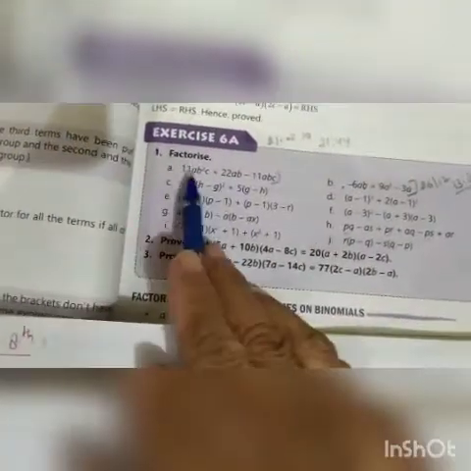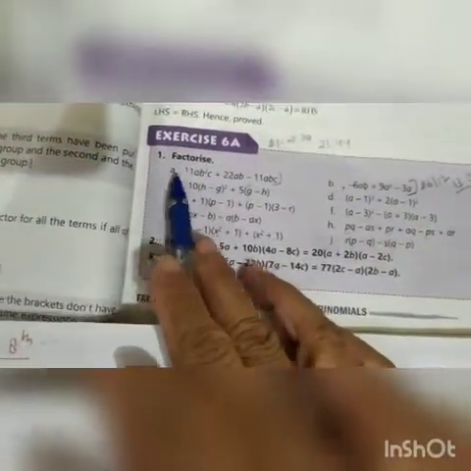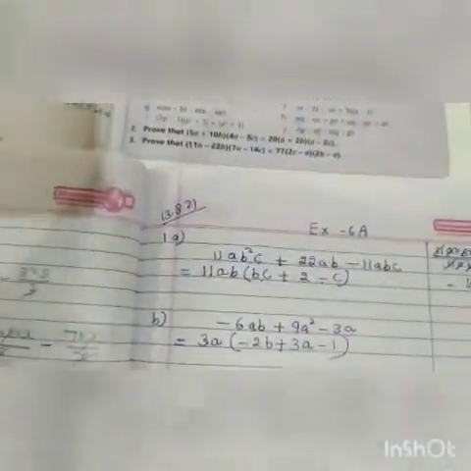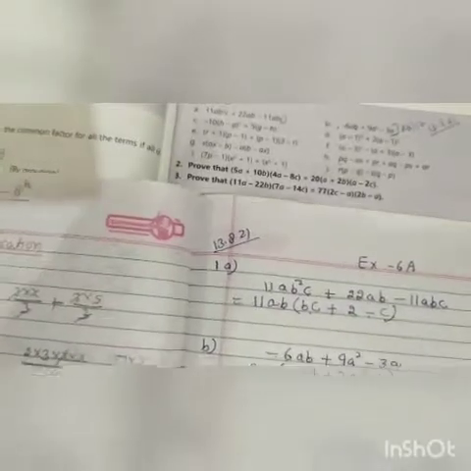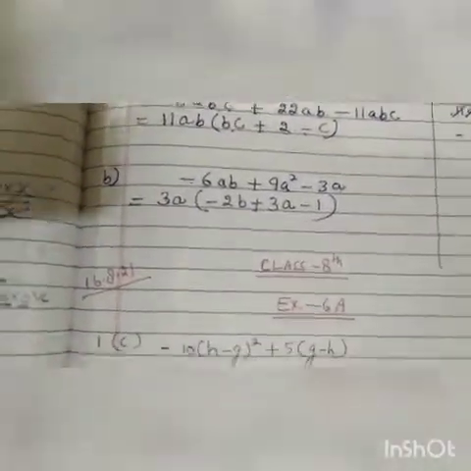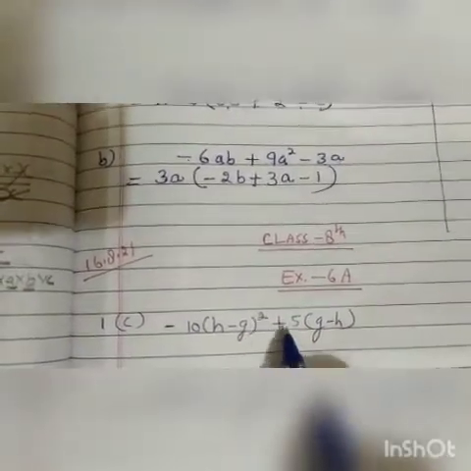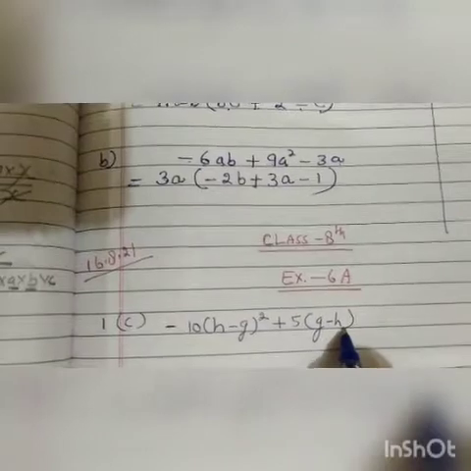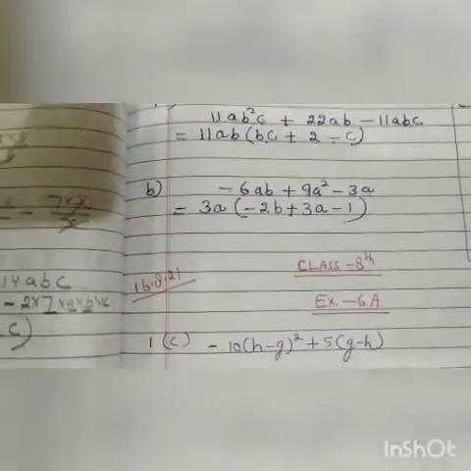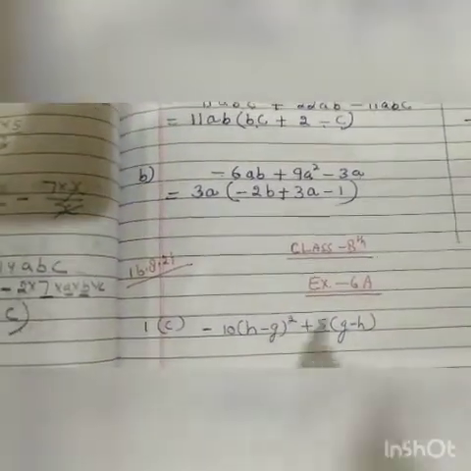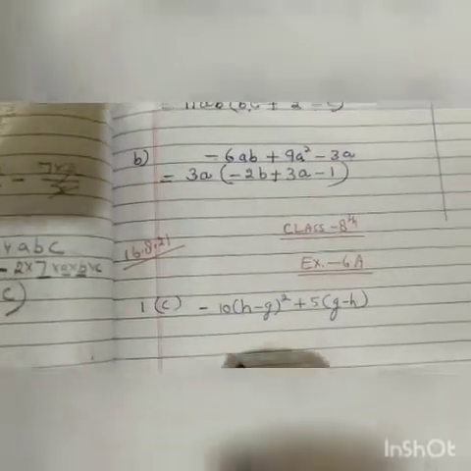with the first two solutions, of question number 1a and 1b. Today we will continue the same exercise starting from part C of question number 1. So the question is minus 10 into (h minus g) whole square plus 5 into (g minus h). This is the question given in your book. So students, see how we will solve it.